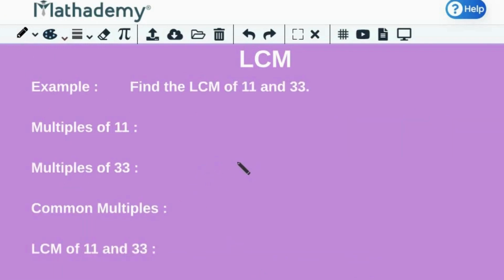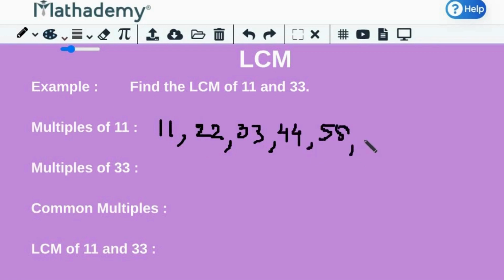Now, let's find out the LCM of 11 and 33. In this method, we list out the multiples of the given numbers until there is a common multiple between the given numbers. So, let's start by listing the multiples of 11. A few multiples of 11 are 11, 22, 33, 44, 55 and the list goes on.